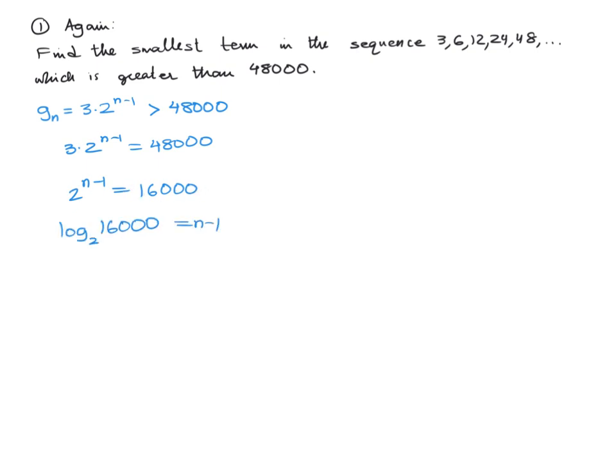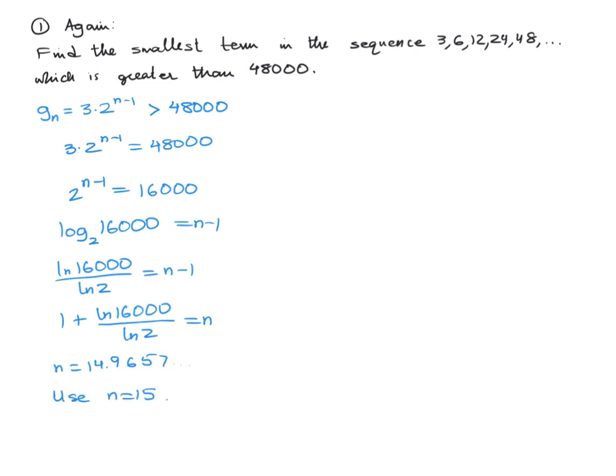So I'm going to rewrite in its logarithmic equivalent. I'm going to use a change of base formula to evaluate the log base 2 of 16,000. And then I'm going to add 1 to both sides to isolate n. So we plug this into the calculator with the 1 plus, and I get 14.96, etc. So in order to guarantee that I'm going to exceed 48,000, given that these values keep increasing, I need to go to n equals 15.